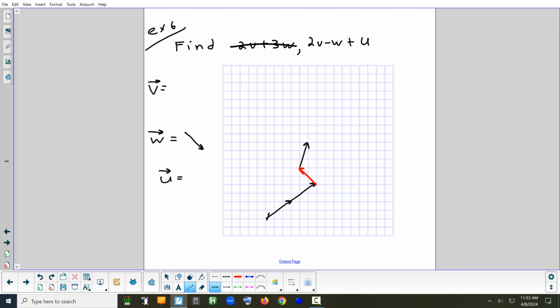Okay. So there's 2v minus w plus u. Now, just connect the start to the finish. And that's your answer. Okay, so that had a little bit of everything. We had to scale vectors by putting multiple copies together. We had to flip one of them around, and then we had to add them all up. Okay, any question on that one?